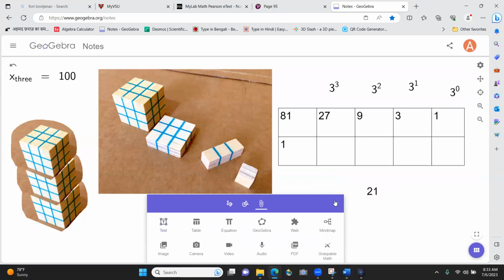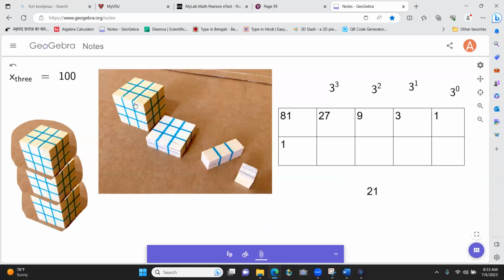You have 21. Well, you don't need a big block of 27 cubes. That's too many. You only have 21. Nobody is going to give you extra gold cubes, right? You have 21. So you're going to get two of these. That accounts for 18. So you're left with 21 minus 18. Sorry. Yeah, that accounts for 18. 21 minus 18 is 3.